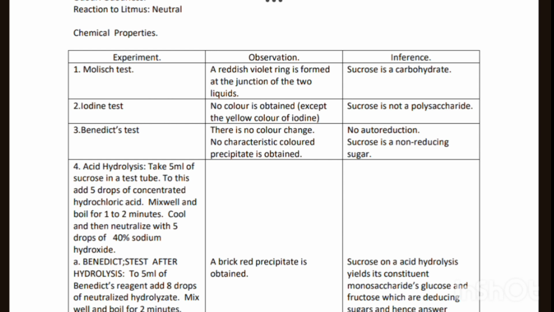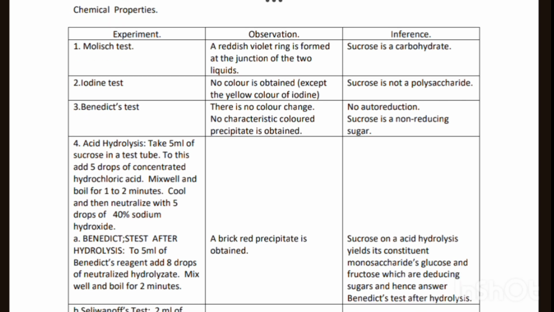First you say no auto reduction. Then there is no colored precipitate obtained. There is no characteristic colored precipitate obtained. So you will say sucrose is a non-reducing sugar. Now, suppose you got sucrose in your exam and you do Benedict's test, it is negative. You shouldn't panic. Now you'll have to do acid hydrolysis.